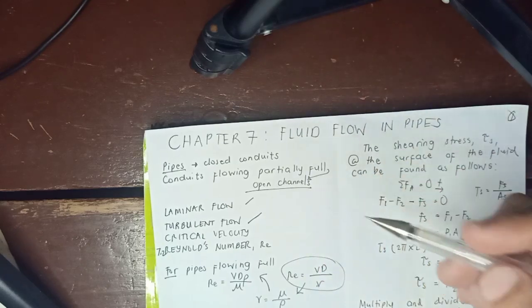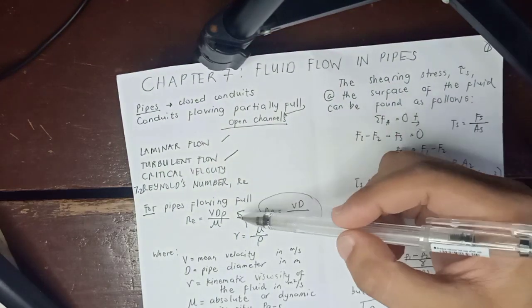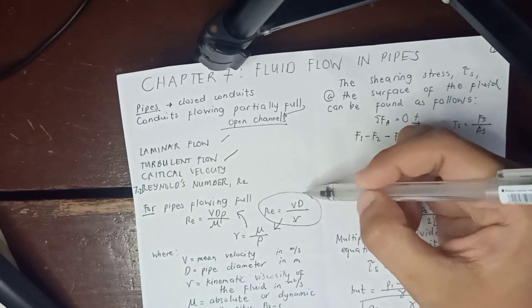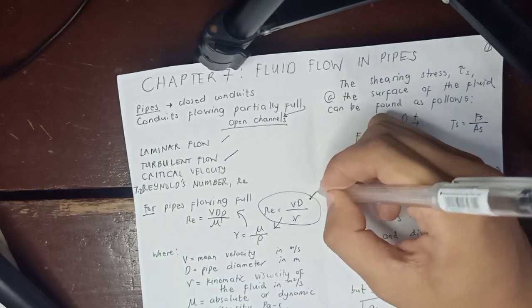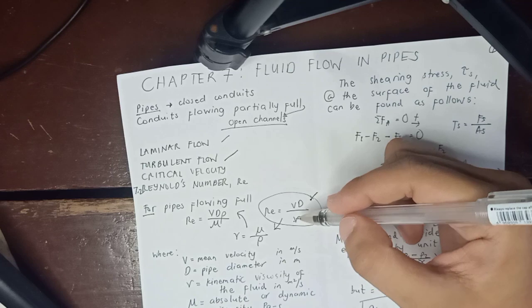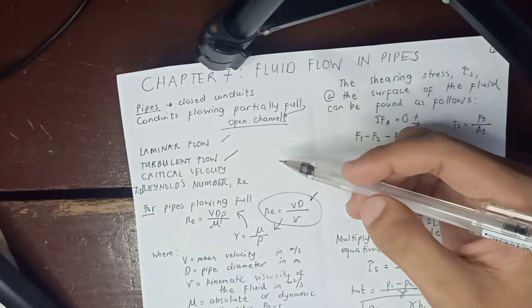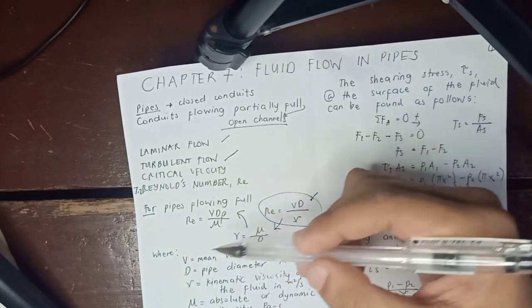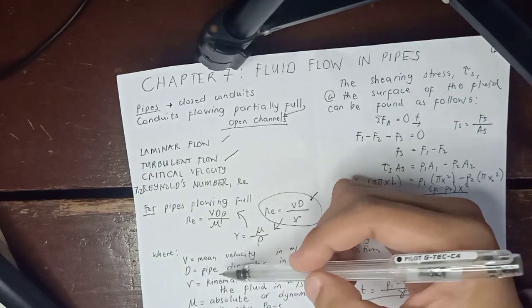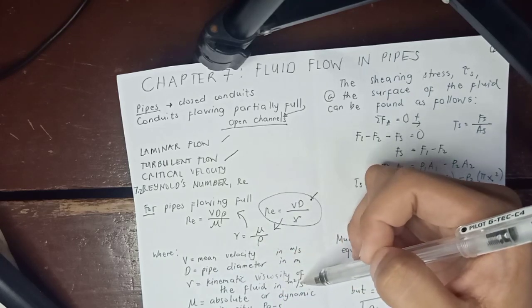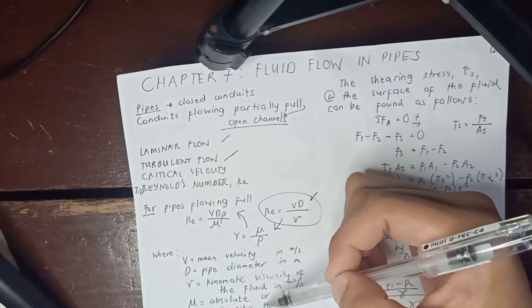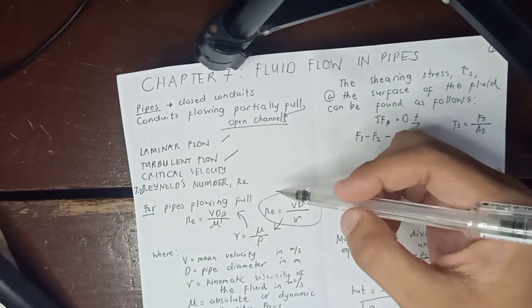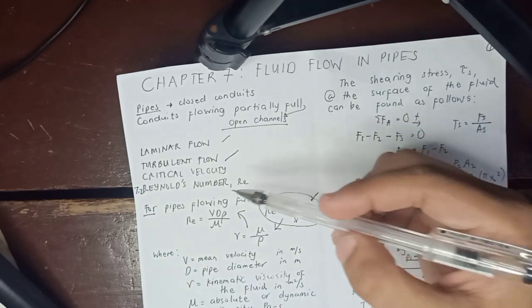as you can see, Re equals V d rho over mu, or the basic, most used formula, Re equals V d over nu. Here, V is the mean velocity in meters per second, d is the pipe diameter in meters, nu is the kinematic viscosity of the fluid in square meters per second, and mu is the absolute or dynamic viscosity in Pascal-seconds. So just remember these formulas.